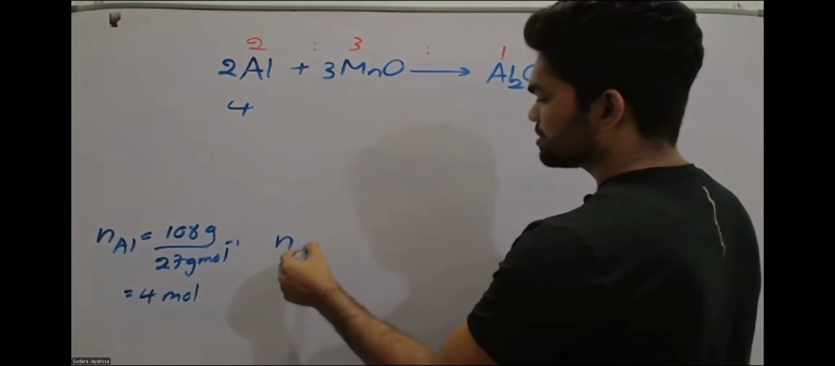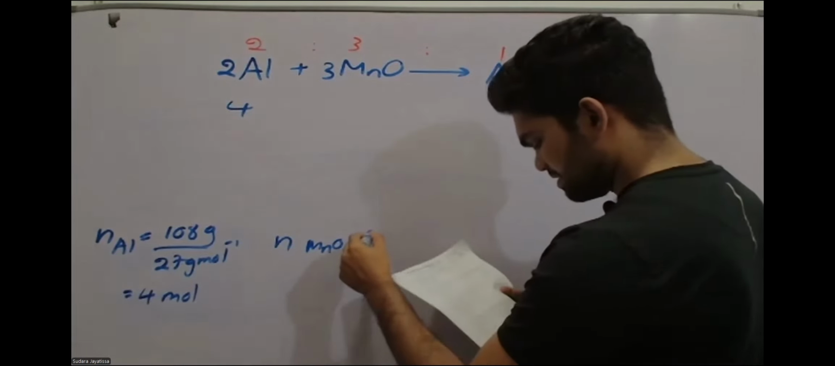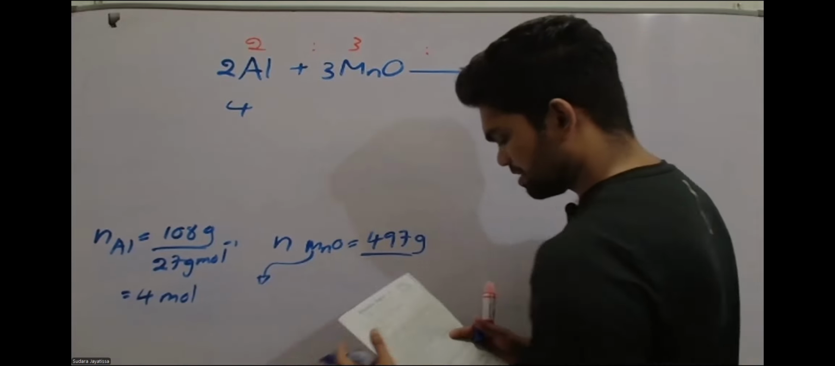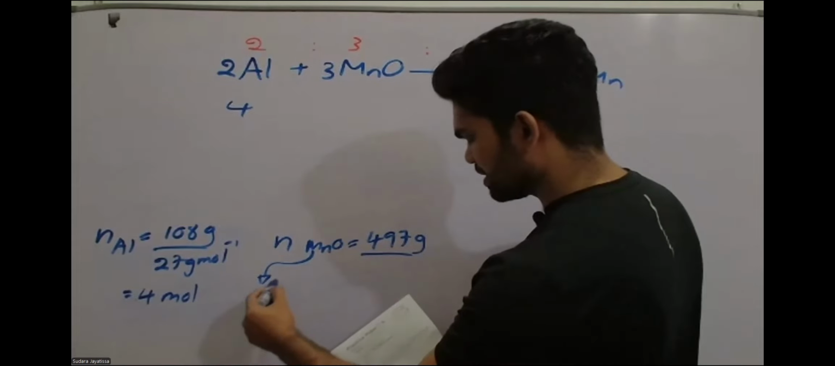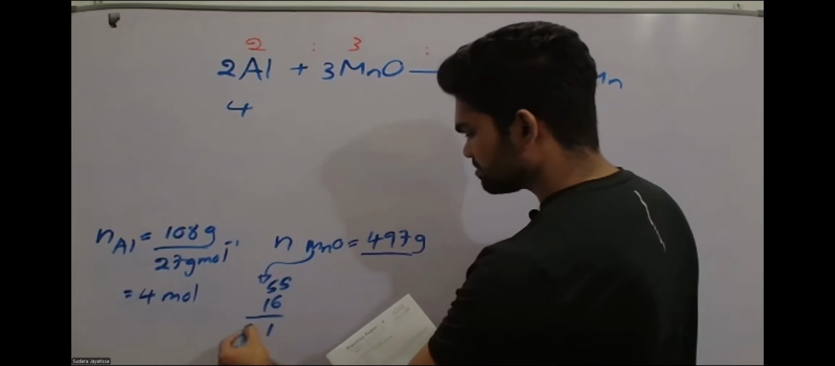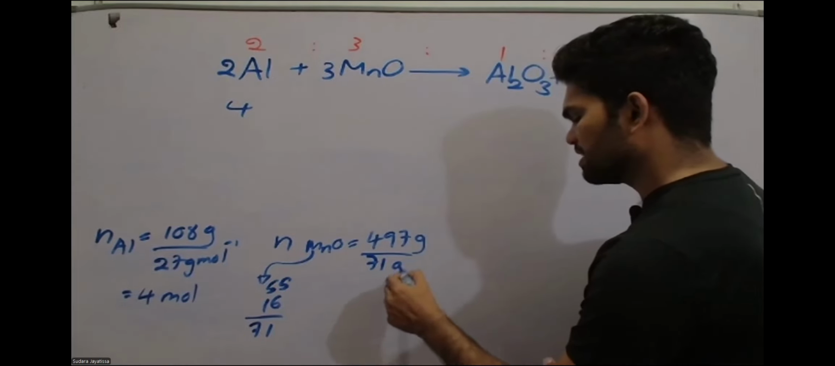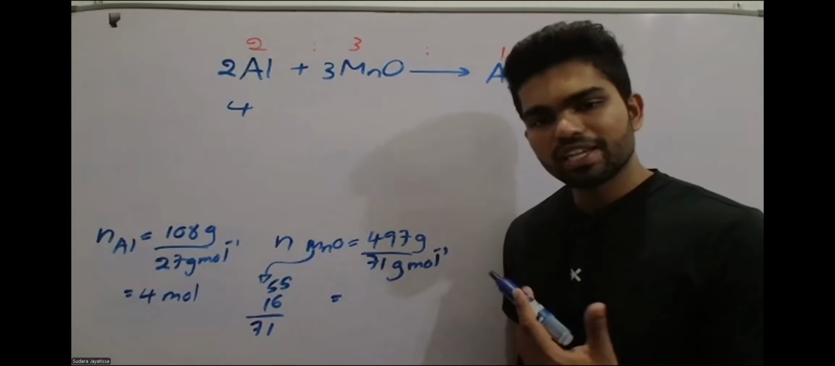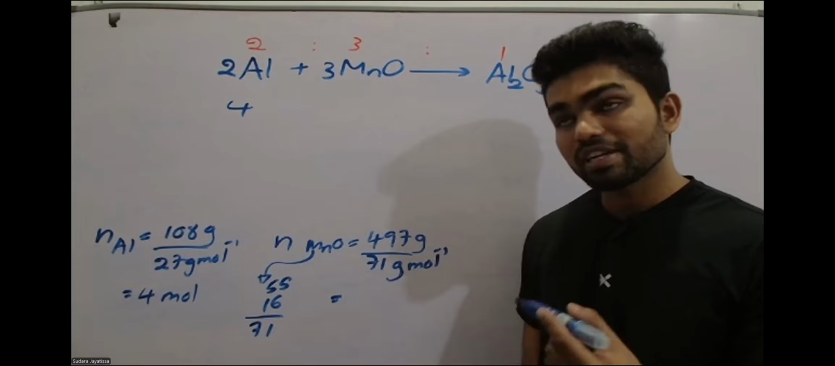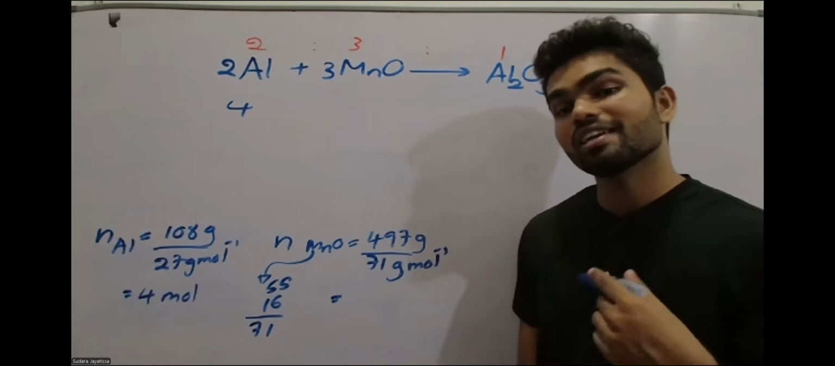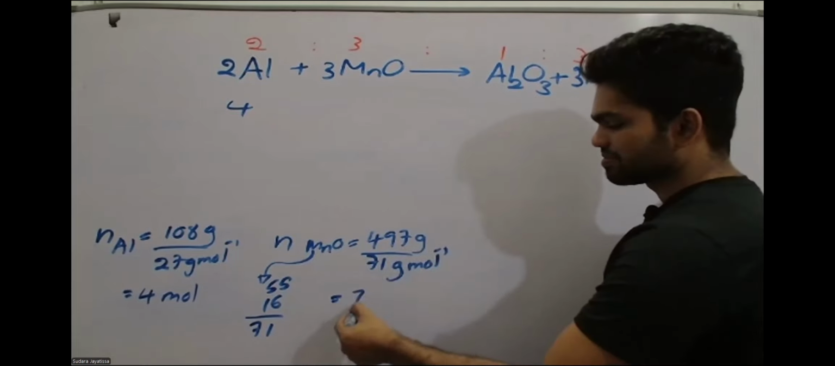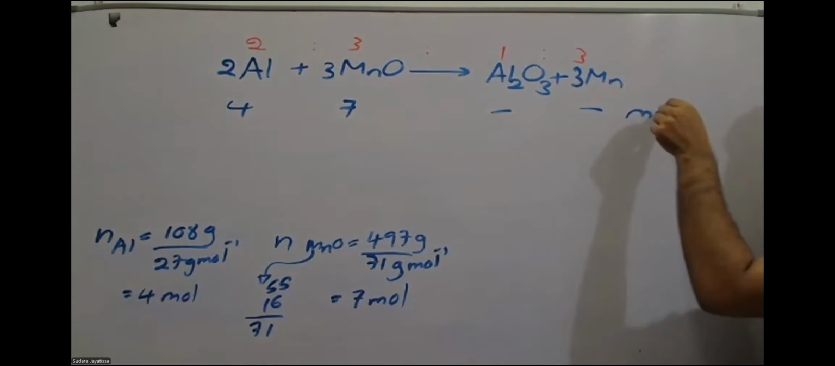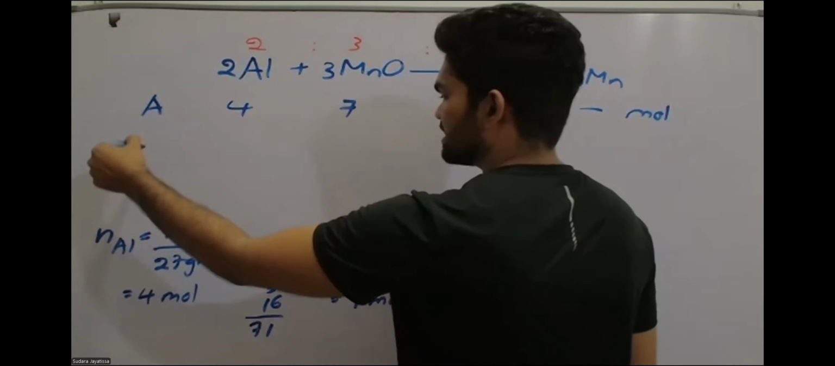Then find out how many moles of MnO are there. It is 497 grams. The manganese oxide molar mass we have to find: it is 55 plus 16, so 71. Divided by 71 grams per mole. Now just think, 7 times 7 is 49, so 70 times 7 is 490, and there is another 7 here. That means it must be 7 moles of MnO added. This is the added row in our ARR method.